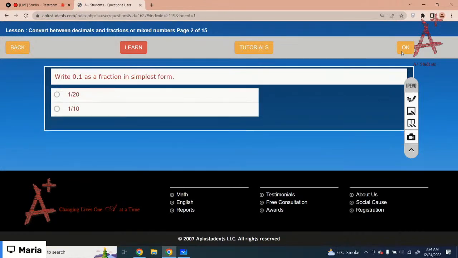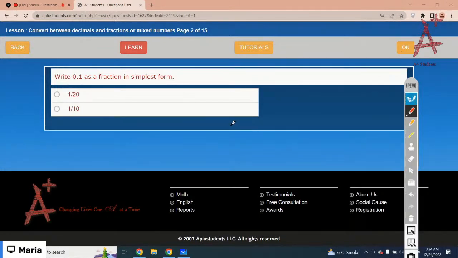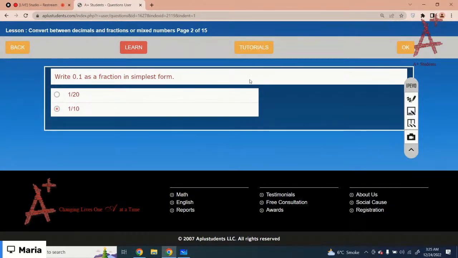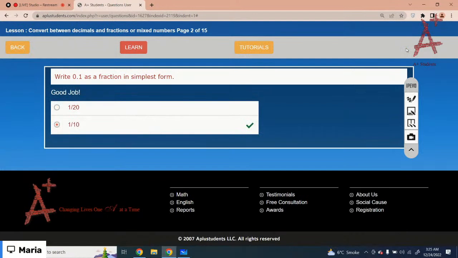Okay, the next one is write 0.1 as a fraction in simplest form. You have to remove that decimal point. For the decimal point, you add 1 in the denominator. You count the digits right after the decimal point. You have just one digit, so you add just one 0. So that equals 1 over 10. You don't have any common number that can divide both numerator and denominator, so the correct option is 1 over 10. Just select the correct option, then click on the OK button.